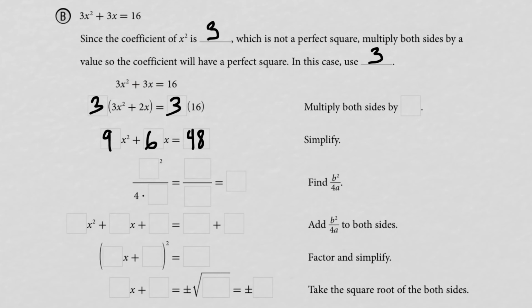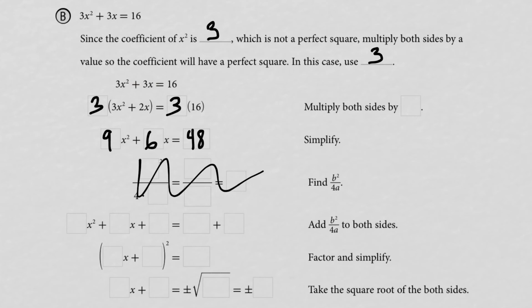At this point I'm going to half it, square it, divide it by a, add it. Do that in your head. I don't want to go through this. Half of 6 is 3. Square it, 9. Divided by a, which is 9, you get 1. Your magic number is 1. So try that again if you don't see it yet. Half of 6 is 3. Square it, 9. Divided by a, which is 9, you get 1.